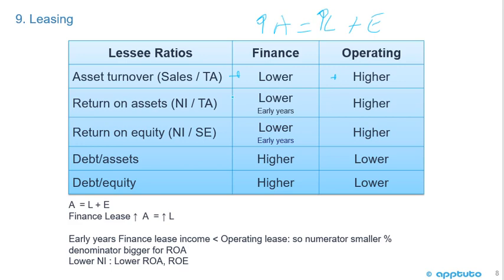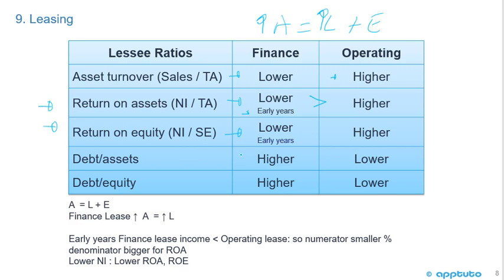Return on assets, as I've mentioned before, and I'll mention again, as goes the net income, so goes the ROA and ROE. So in the early years, you've got that interest and depreciation expense, which makes my expenses higher than an operating straight-out rent in the early years. So my net income is lower. That means my return on assets is lower in the early years. Similarly, my ROE is going to be lower in the early years.